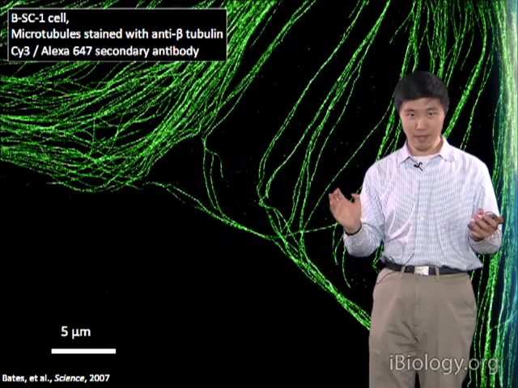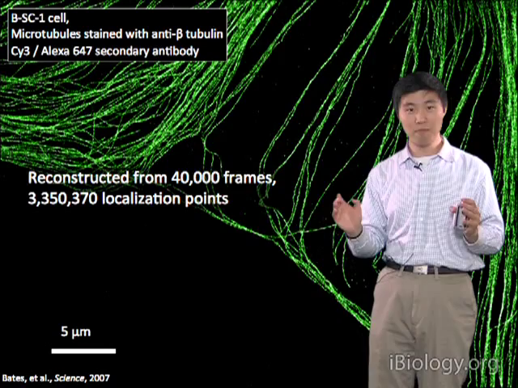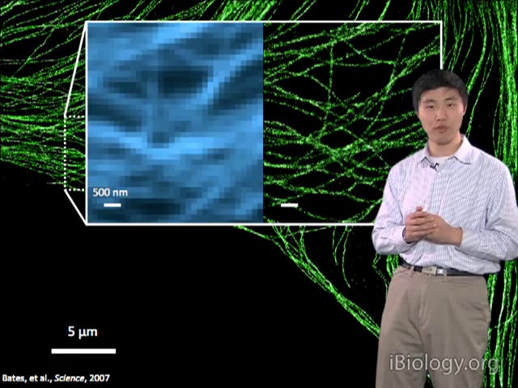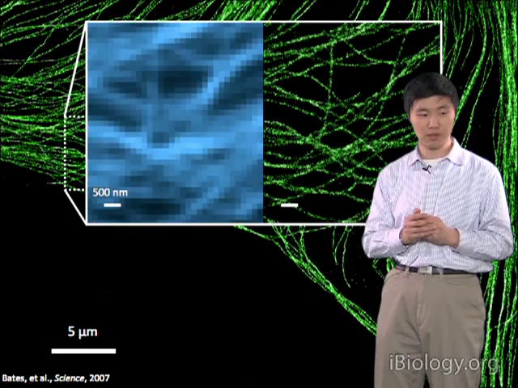And this is reconstructed from a total of 40,000 frames and 3.4 million localization points. And from the zoomed-in image, you can see the improvement of our resolution, so that in a very dense region where conventional fluorescence microscopy is not showing much detail, we are still able to resolve every individual microtubule.